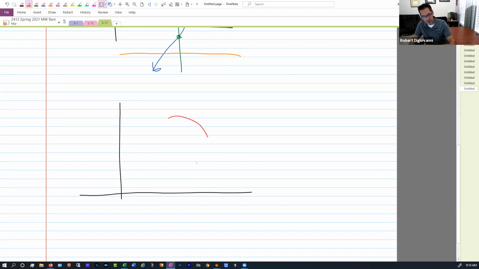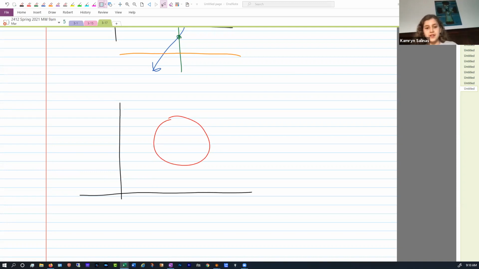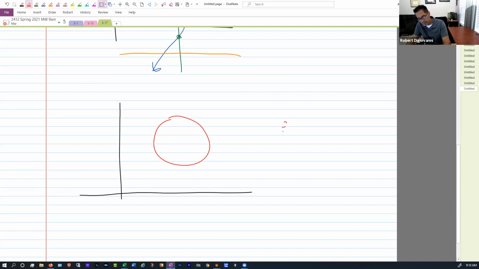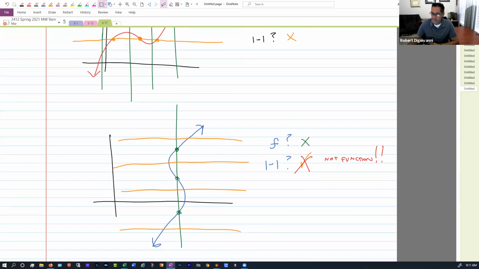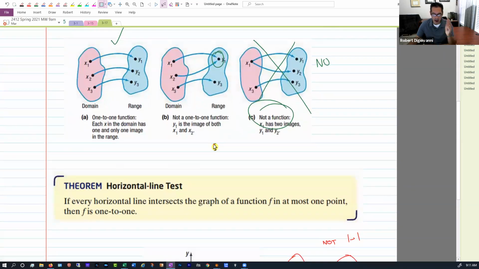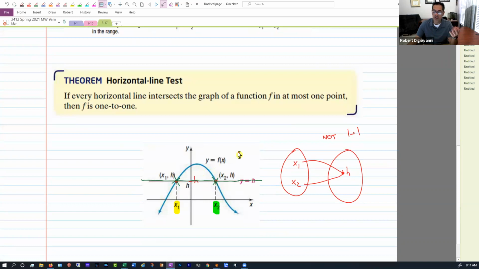Okay, what about this one here? This is a graph of a circle. So what do you think, Cameron? I would say it's not a function. Yeah, it's not a function, and it's not one-to-one because it's not a function. As soon as it was not a function, it can't be one-to-one. So it failed both the vertical and horizontal line tests. One-to-one functions: if you have a function, you can run the horizontal line test, and that's a quick way to check if it's one-to-one.